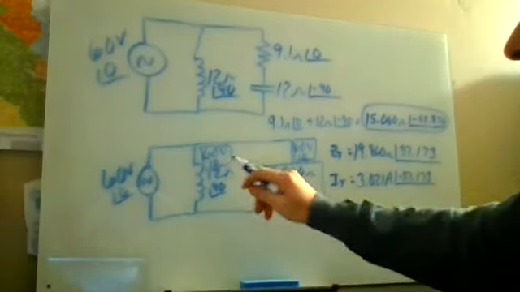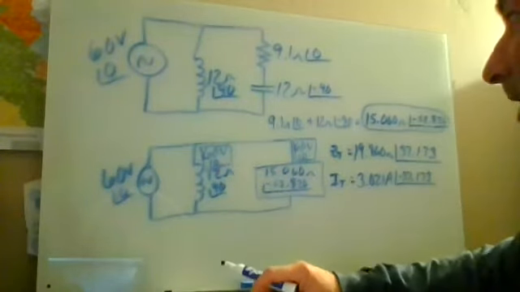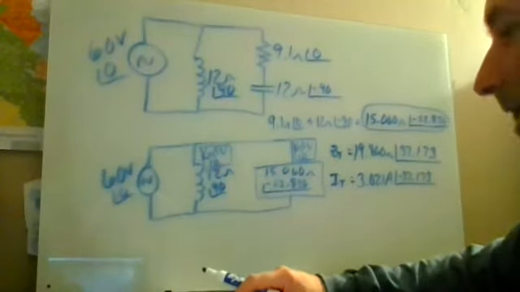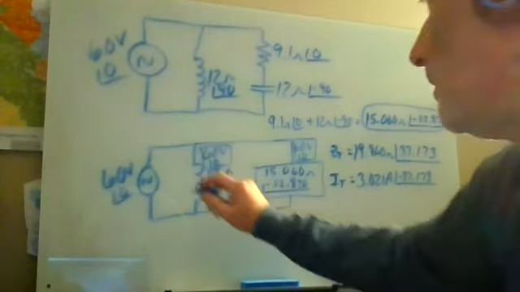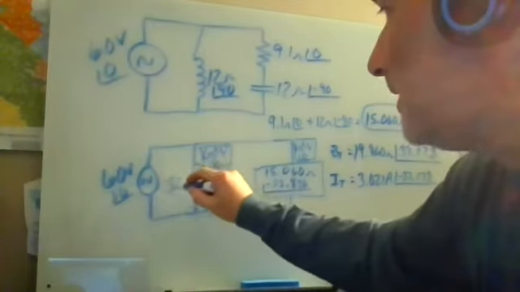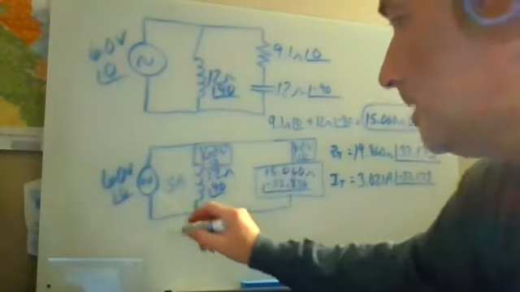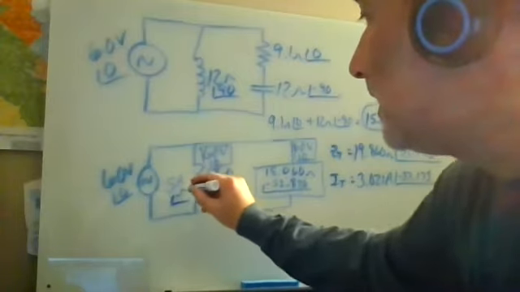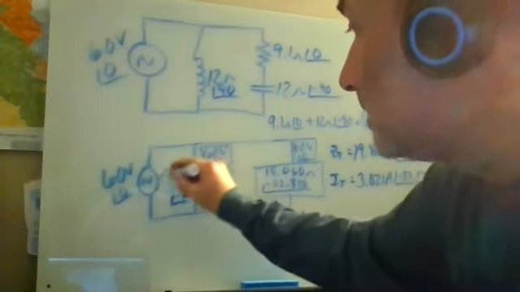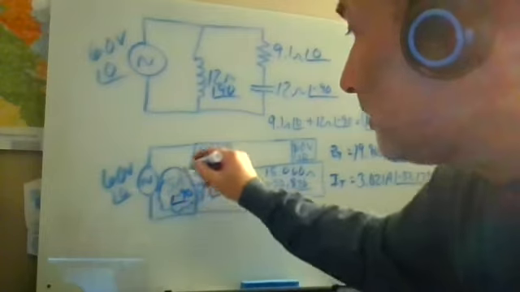So I'm going to take 60 volts at an angle of 0 and divide it by 12 ohms at an angle of 90. And when I do that, for this one, I get 5 amps at an angle of negative 90. So that's my current through my inductor.